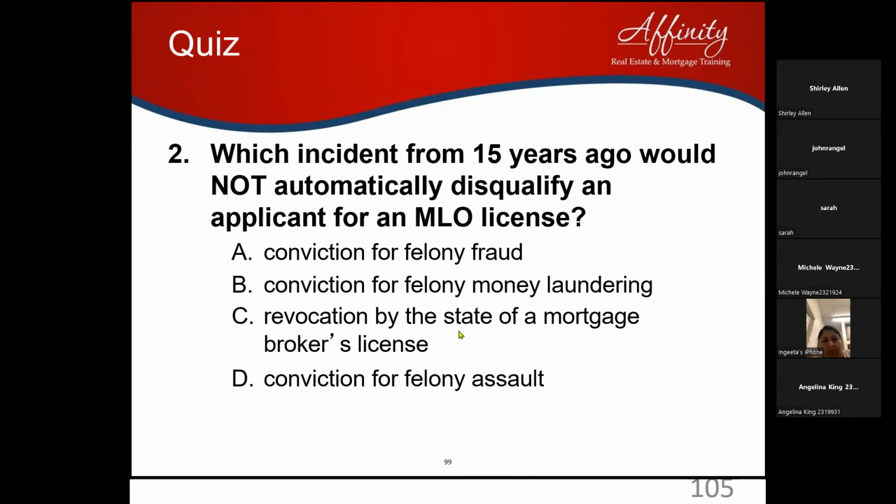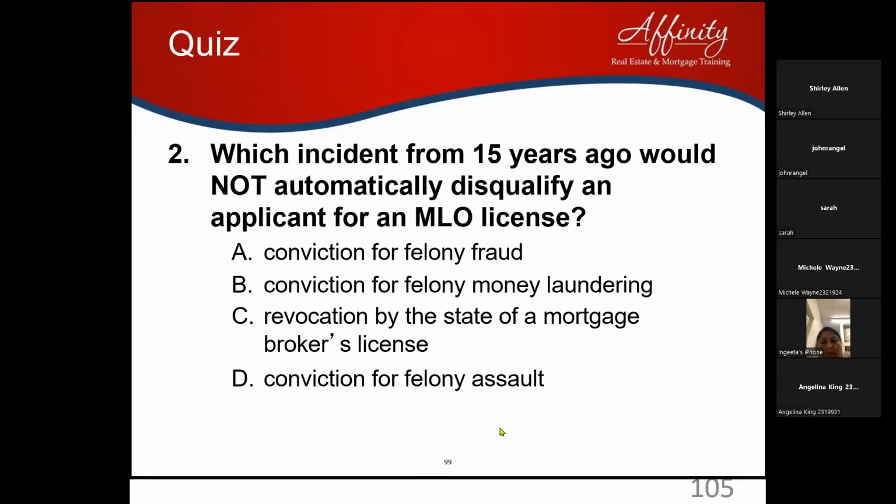I'm talking to you because you didn't get it right. The answer is D, conviction of a felony assault. You chose C, but C is revocation by a state of a mortgage broker. Any revocation of any professional license in any capacity will disqualify you. If you got your insurance license or your driver's license revoked, whatever, that would disqualify you.